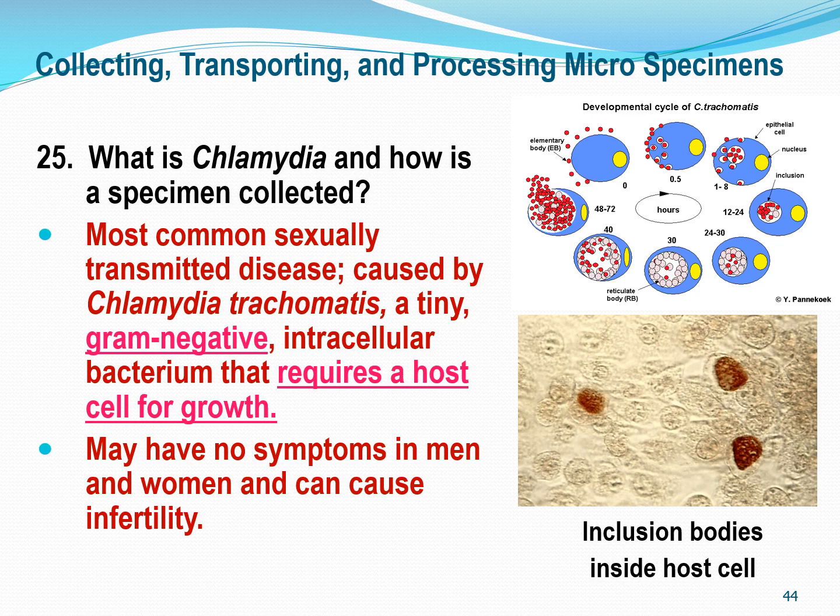So now let's talk about chlamydia. What is chlamydia and how is a specimen collected? This is the most commonly sexually transmitted disease, and it's caused by Chlamydia trachomatis, a tiny gram-negative intracellular bacterium that requires a host for cell growth, okay? It may have no symptoms in men, and in women, it can cause them to be infertile.